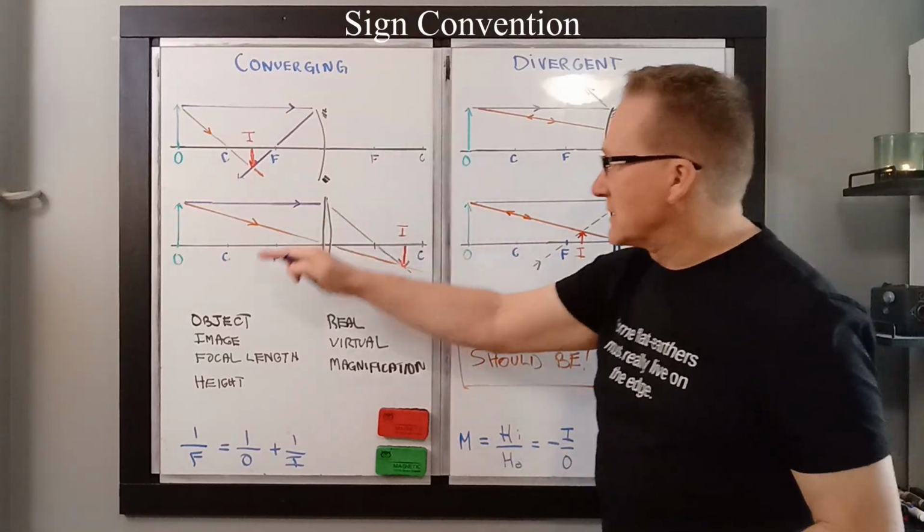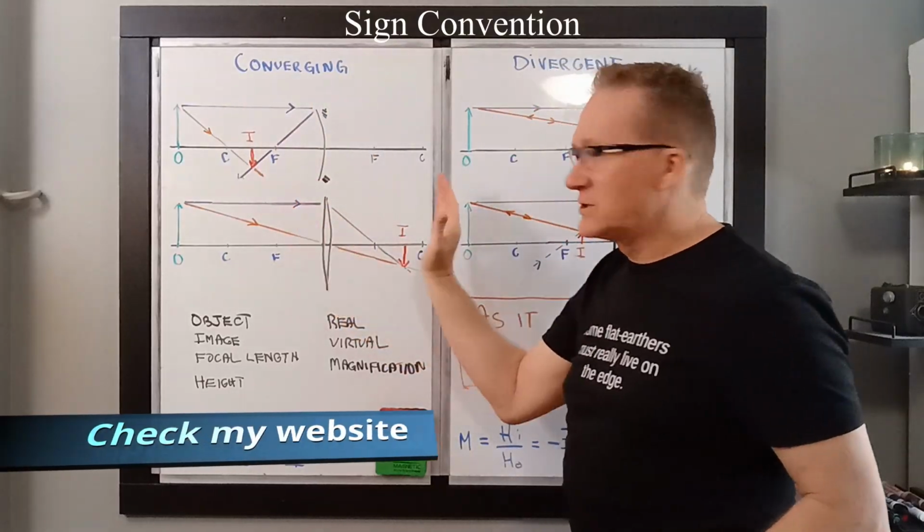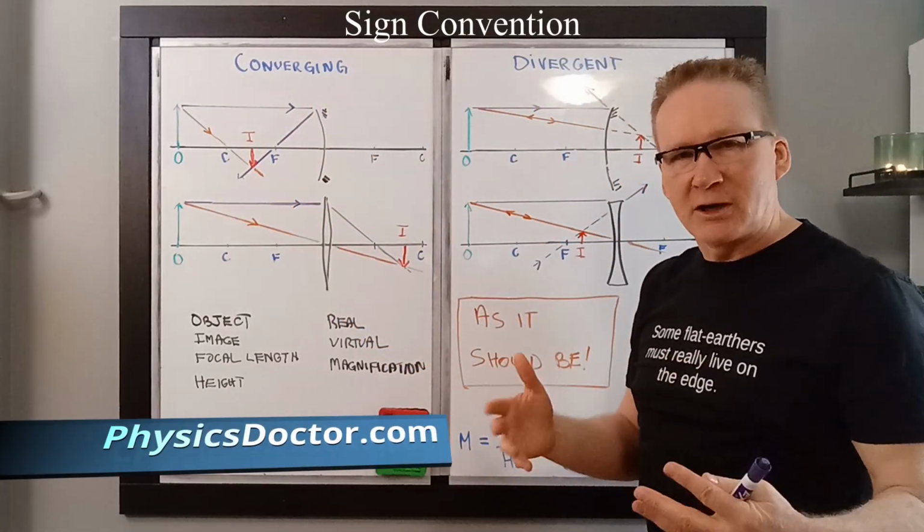So almost all of these things can be remembered as it should be, thinking that mirrors should reflect light, lenses should let light through. That helps you with a lot of this sign convention.